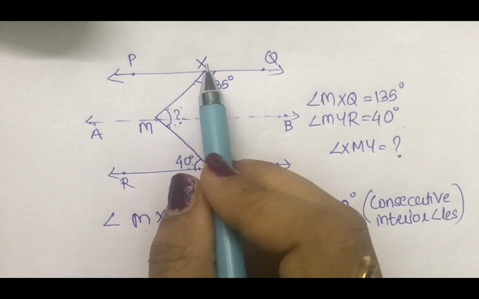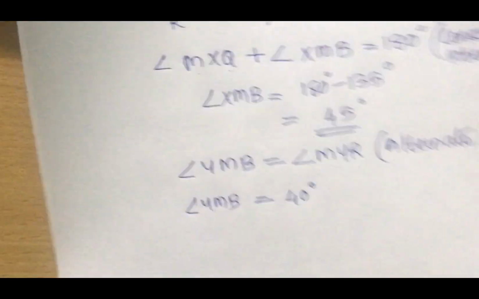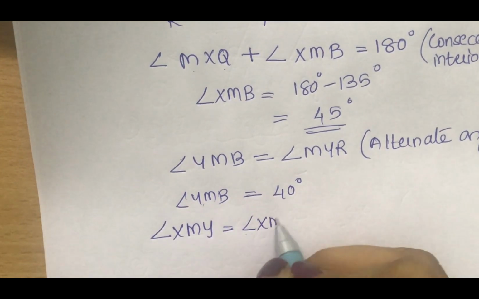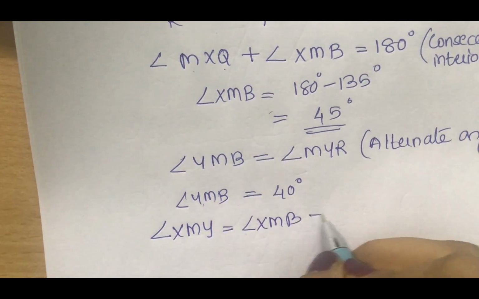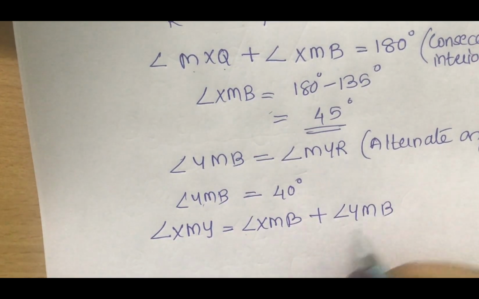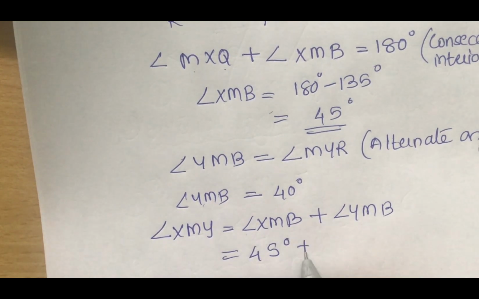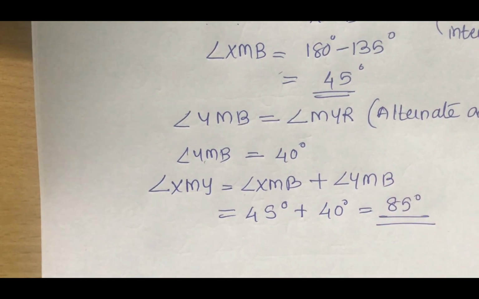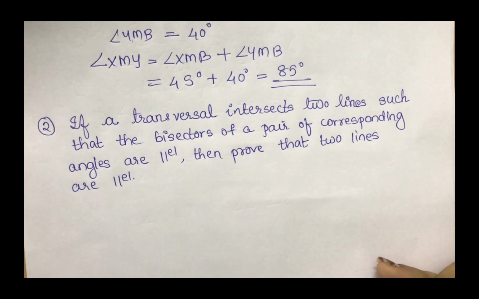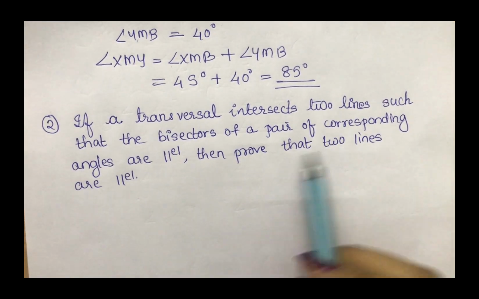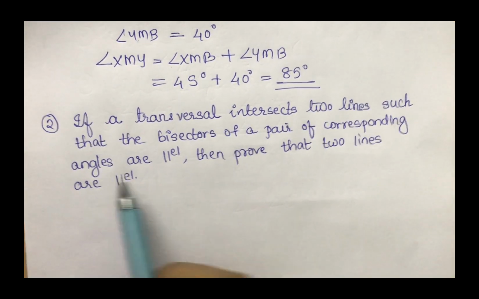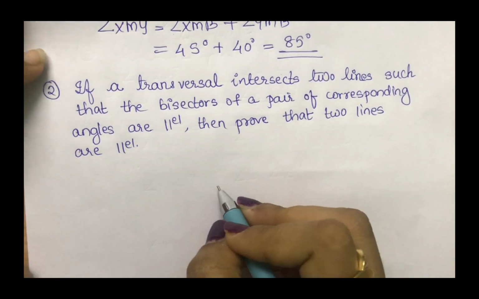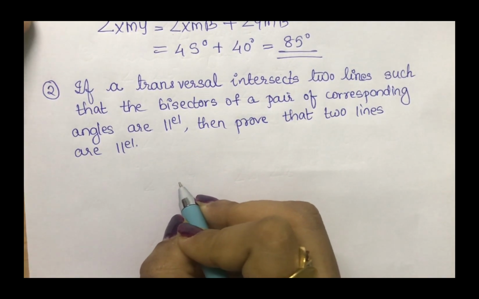So what is angle XMY? Angle XMY is angle XMB plus angle YMB, which is equal to 45 degrees plus 40 degrees, which is equal to 85 degrees. Now our second question is, if a transversal intersects two lines such that the bisectors of a pair of corresponding angles are parallel, then prove that the two lines are parallel. So we have two lines, okay, and we need to prove those lines are parallel.